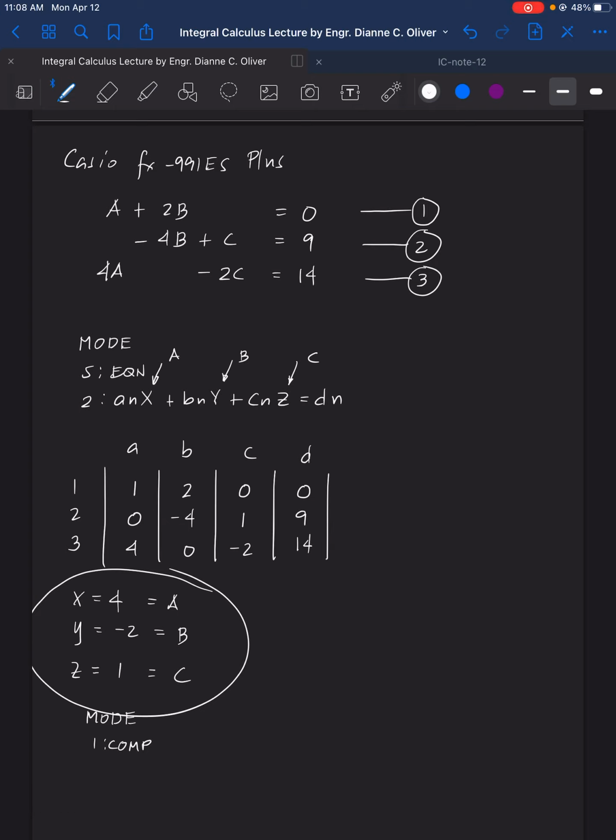The calculator that I have here, the Casio fx-991ES Plus, only has 3 unknowns. So if you have equations with 4 unknowns, you can reduce it into 3 and then use this to solve, or you can use whatever means to check if this is correct. Okay, so that's it for this video.